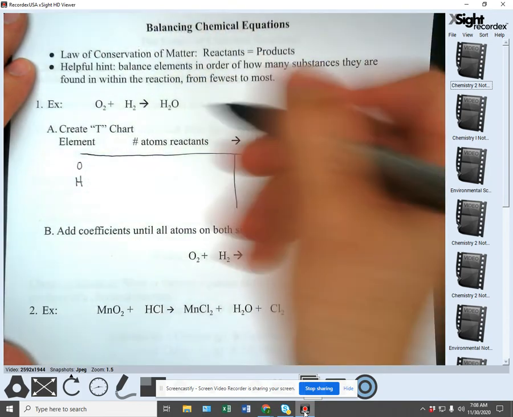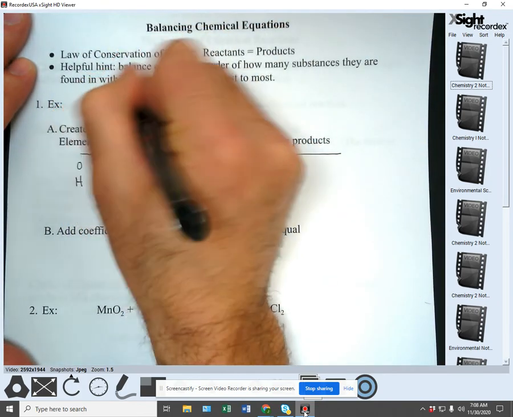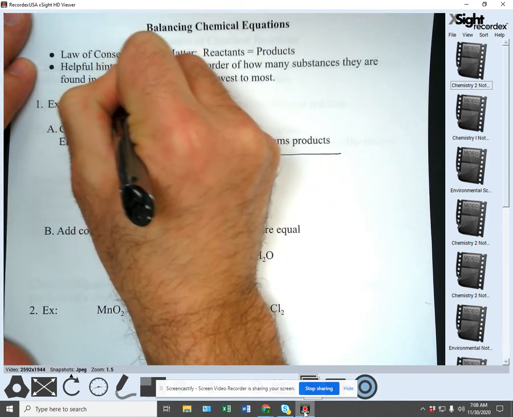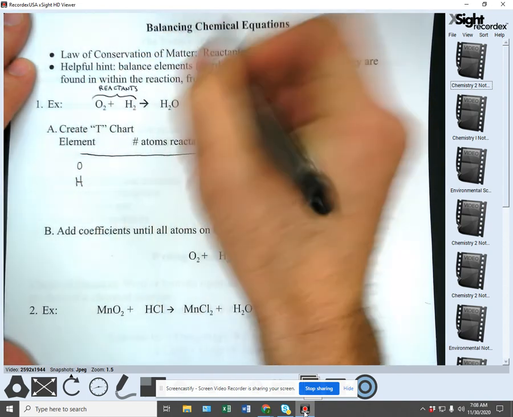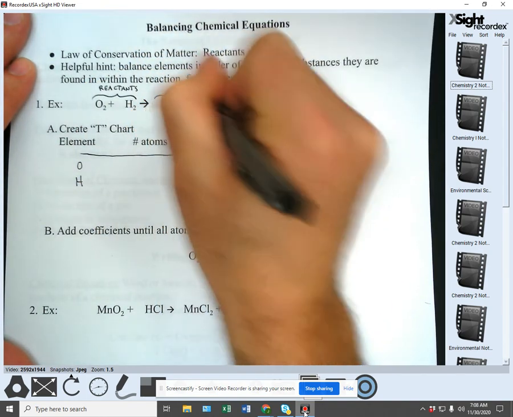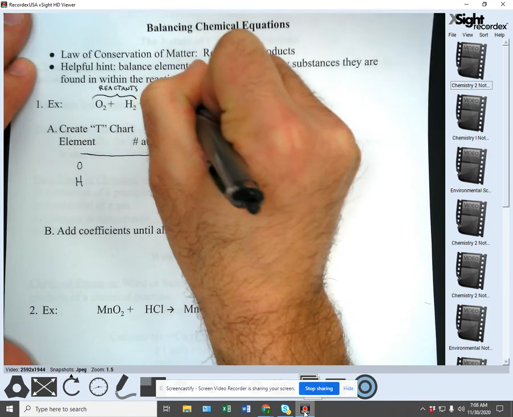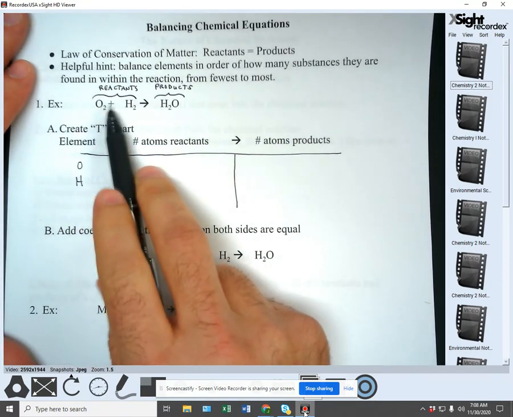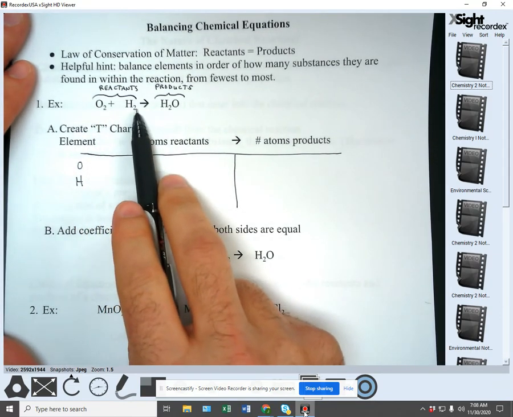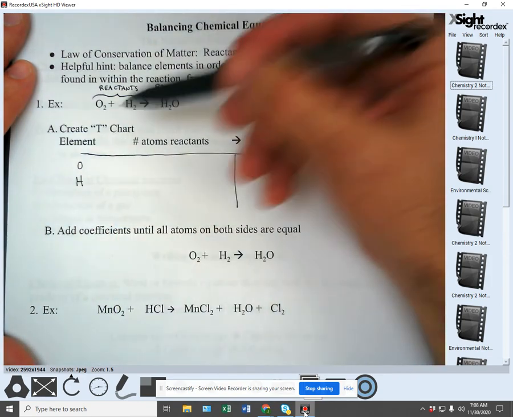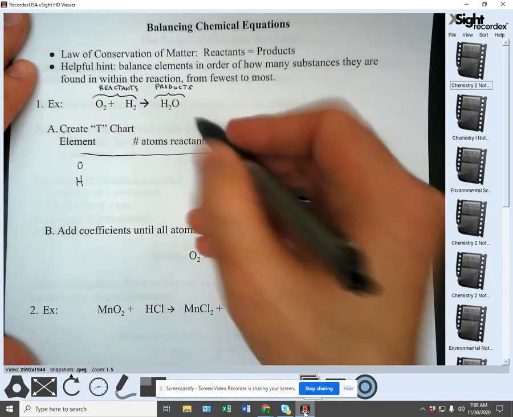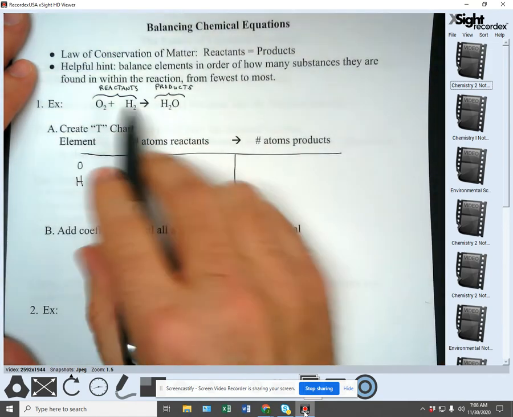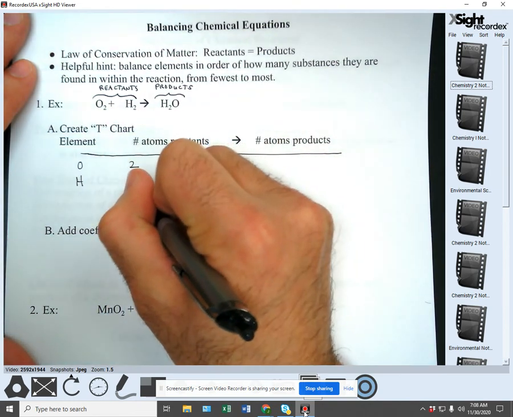So on this side of the reaction, the left side is the reactants, and the right side is the products. All right, so I'm going to go over here. Remember, these subscript numbers tell us how many atoms of that element there are. So over here, 2 oxygen. Put a 2 for my oxygen. And I've got 2 hydrogen. Put a 2 for the hydrogen.